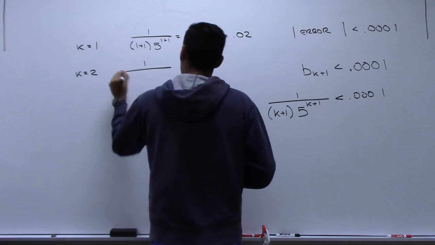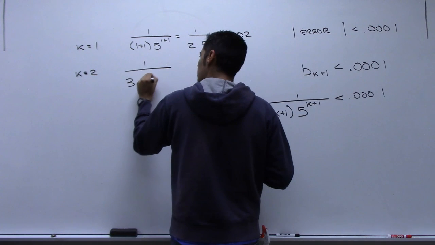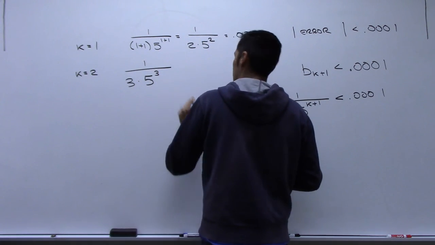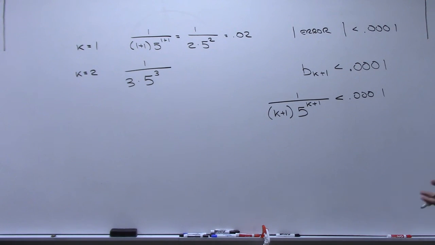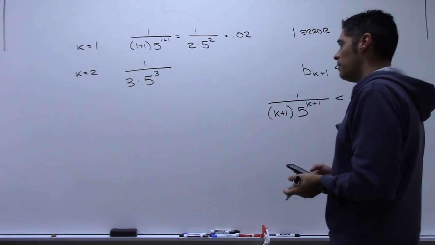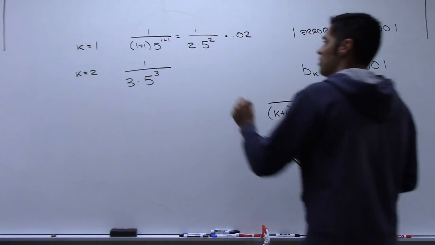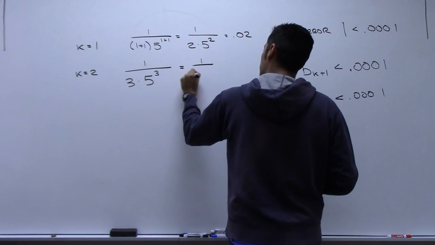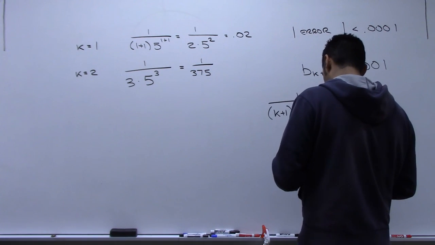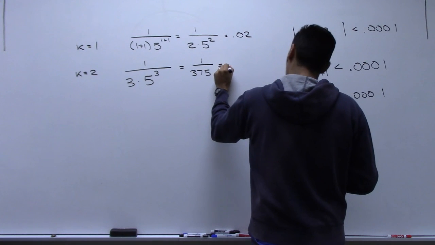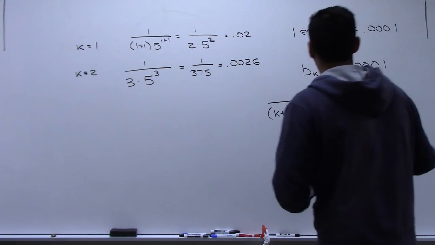For that, I get, let's see, 2 plus 1 is 3. So now I need to do 5 cubed. So 5 times 5 is 25, times 5 again is 125. 125 times 3, 375. So I'm doing 1 over 375, which is 0.0026 repeating. That's still not less than this.